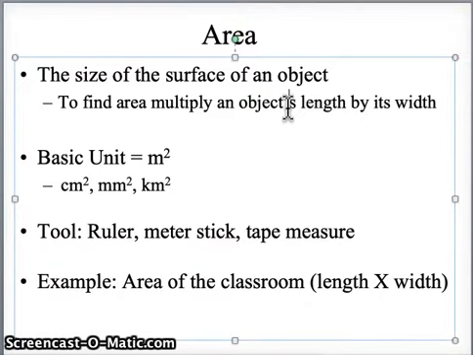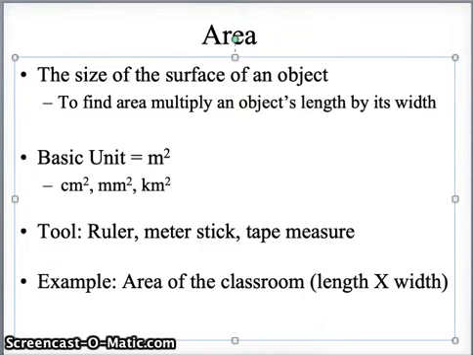The basic unit for this is meters squared. Because if we remember that meters is the basic unit of length, when we multiply length in meters times width in meters, you get meters times meters, or meters squared. And with those prefixes, for smaller or bigger measurements, we can have centimeters squared, millimeters squared, and kilometers squared. Again, we're going to use the same tools: ruler, meter stick, tape measure. An example would be the area of a classroom. If you want to put a rug in a certain area in your room, you would need to know the area that you need to have covered.